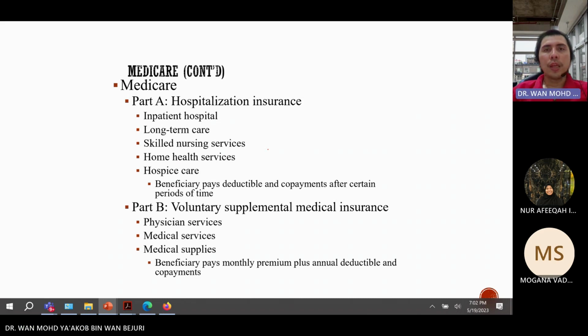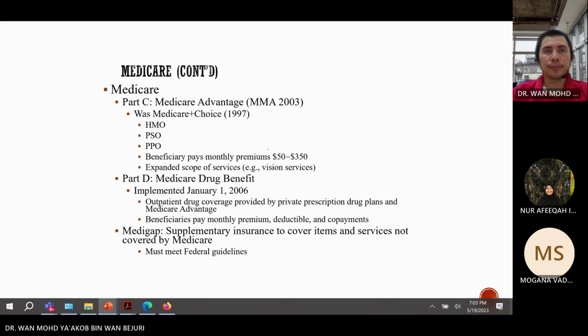For part A, it covers inpatient hospital and long-term care. It has skilled nursing services. It also provides home health services and hospice care, hospital care. And for part B, it has physician and medical services and also supplies. There are also part C and D. Part C covers the Medicare Advantage, and part D covers the Medicare drug benefit.